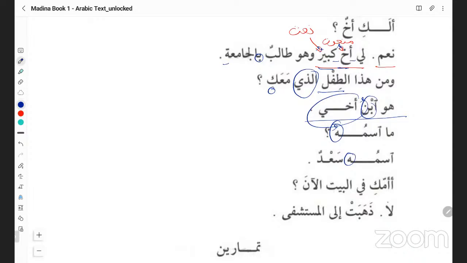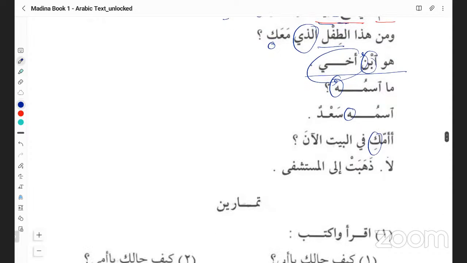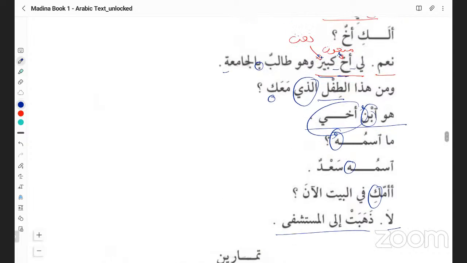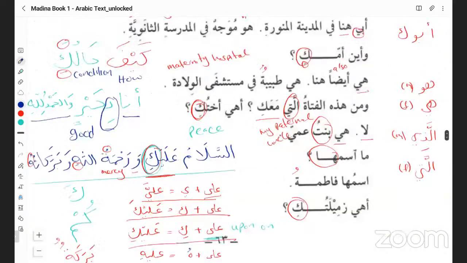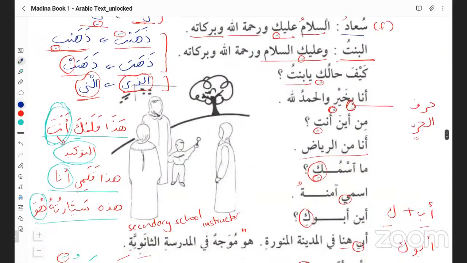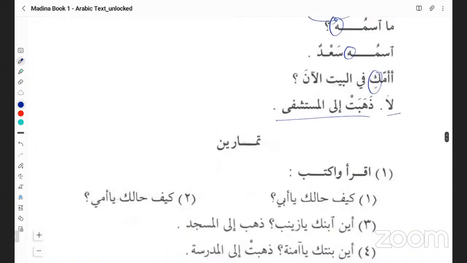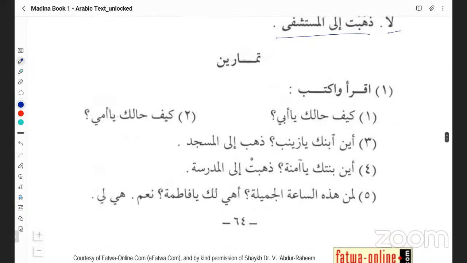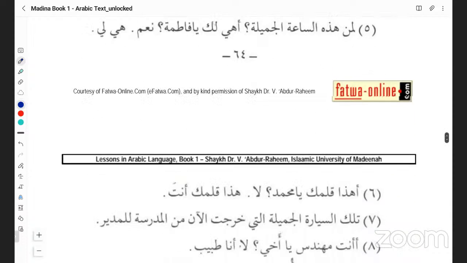Ummuki fil bayt al-ana, again, we're speaking to a female, therefore we have a ki. Ummuki, is your mother in the house now? La, no. ذهبت إلى المستشفى, she went to the mustashfa, the hospital. So that brings us to the end of the conversation between Su'ad and the bint, the girl. And now, inshallah, we'll do a bit of the tamareen, the exercises, inshallah.